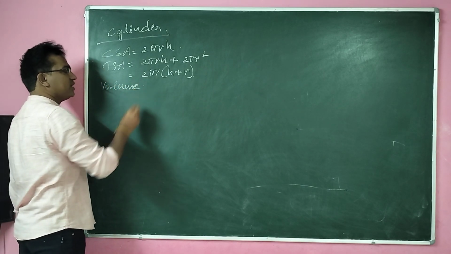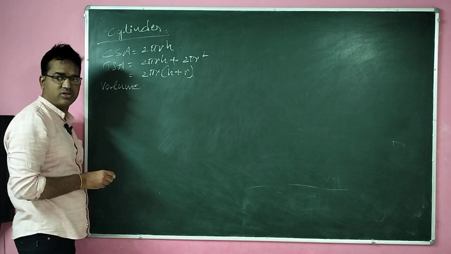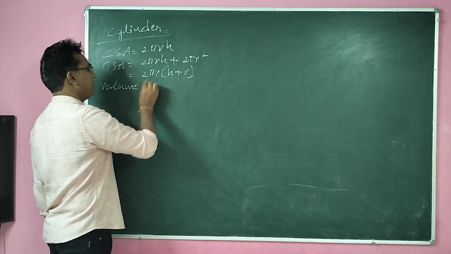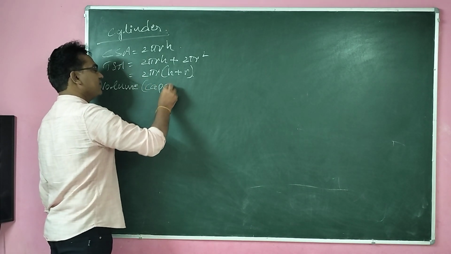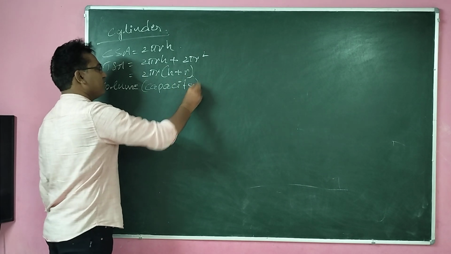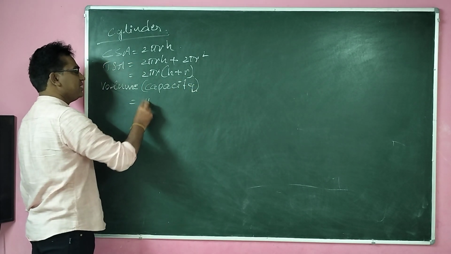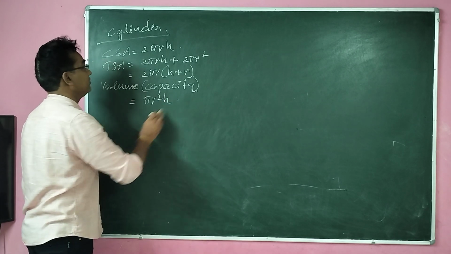Next, volume. Volume is nothing but the capacity of the cylinder. Both are the same; we call it capacity also. So the volume of the cylinder is pi r square h.